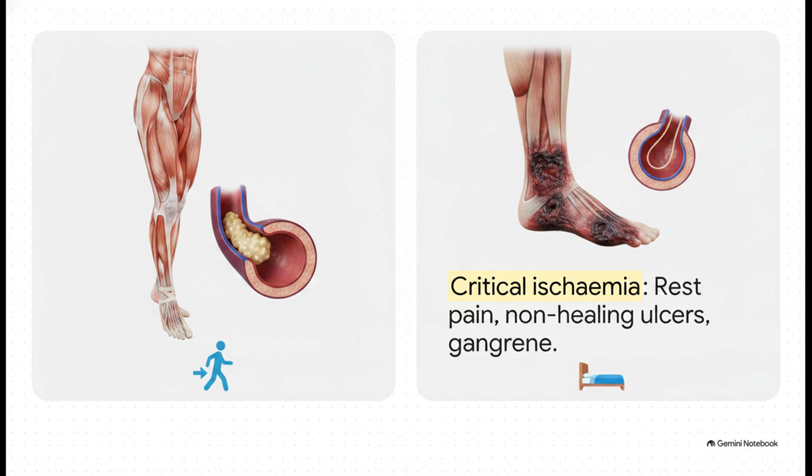But if this disease progresses, we enter some truly terrifying territory: critical limb ischemia. This is when the blood flow is so incredibly poor that the tissues are literally starving even at rest. The patient will complain of terrible forefoot pain, especially when they're lying flat in bed at night. Ironically, it gets a bit better if they hang their foot over the edge of the bed so gravity can pull some blood down. If left unchecked, this progresses straight to non-healing ulcers and frank gangrene.